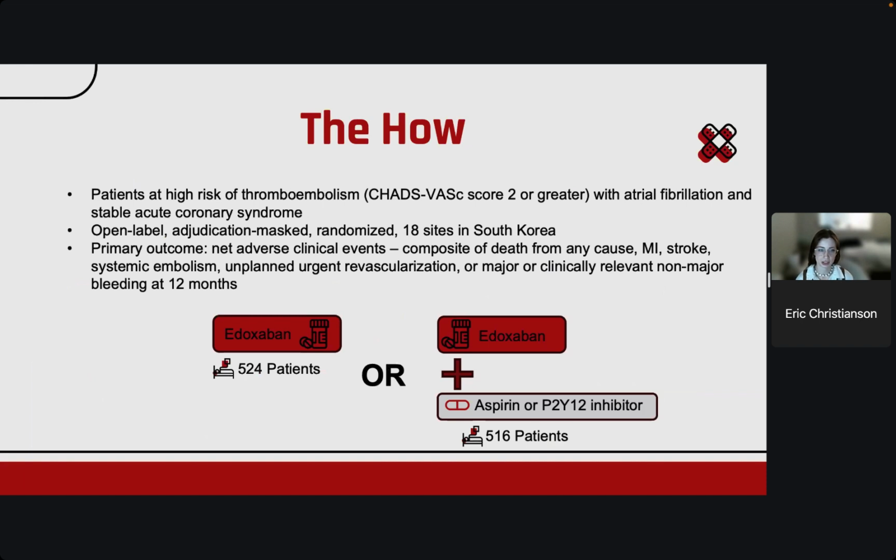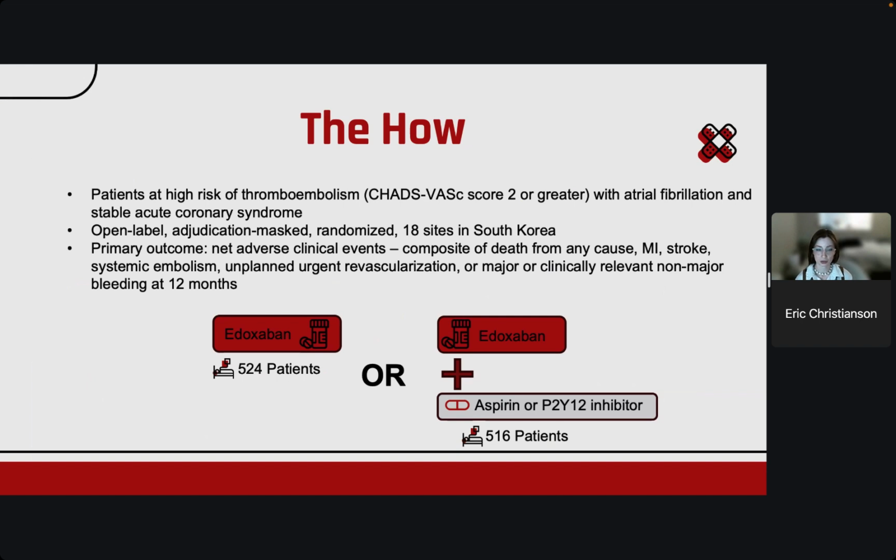These patients were at a high risk of thromboembolism with a CHA2DS2-VASc score of 2 or greater, with atrial fibrillation and stable coronary artery disease. This was an open-label, adjudication-masked, randomized trial with 18 different sites in South Korea. And the primary outcome was net adverse clinical events. That was a composite of death from any cause, MI, stroke, systemic embolism, unplanned urgent revascularization, or major or clinically relevant non-major bleeding at 12 months.